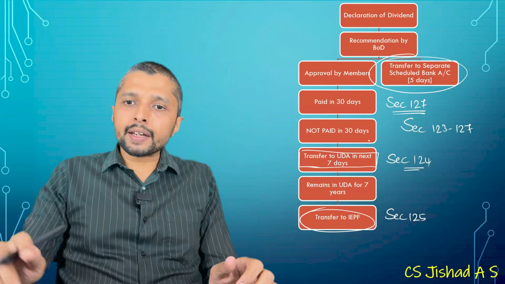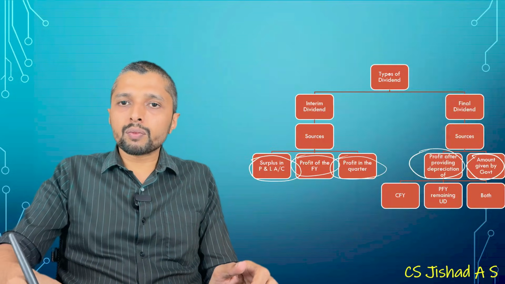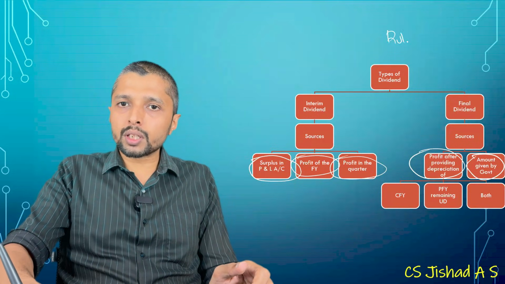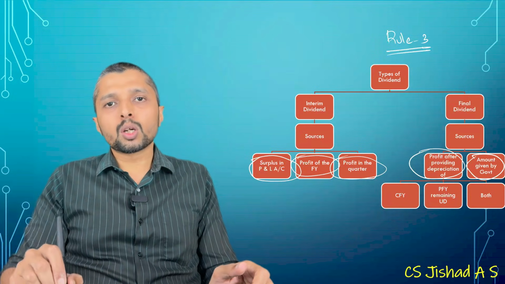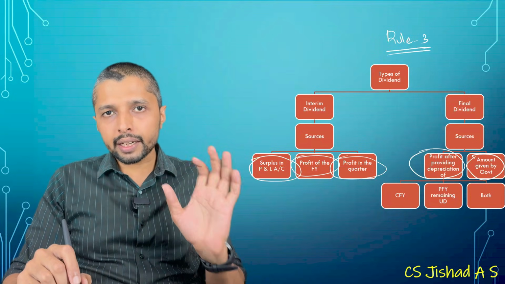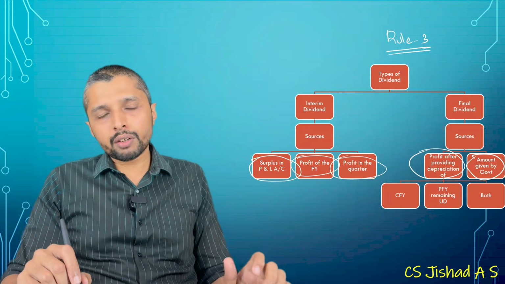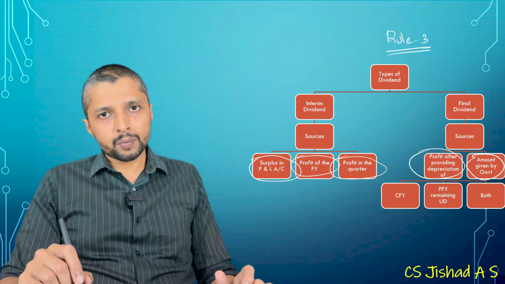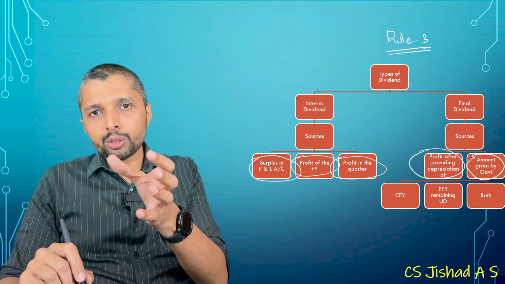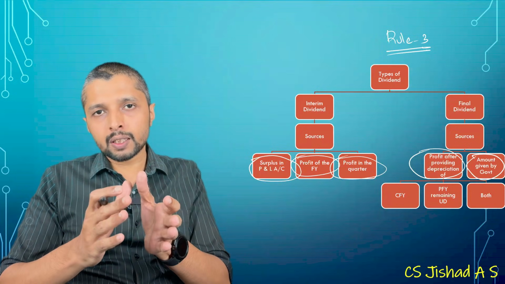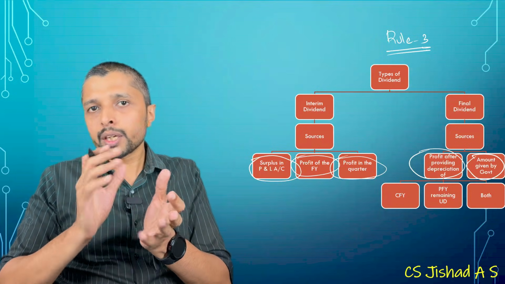So if you are declaring your final dividend out of free reserves, you will have to comply with the provisions of Rule 3 of the Companies (Declaration and Payment of Dividend) Rules, 2014. The amount which you are withdrawing from the free reserves should be the lower of the following four amounts.